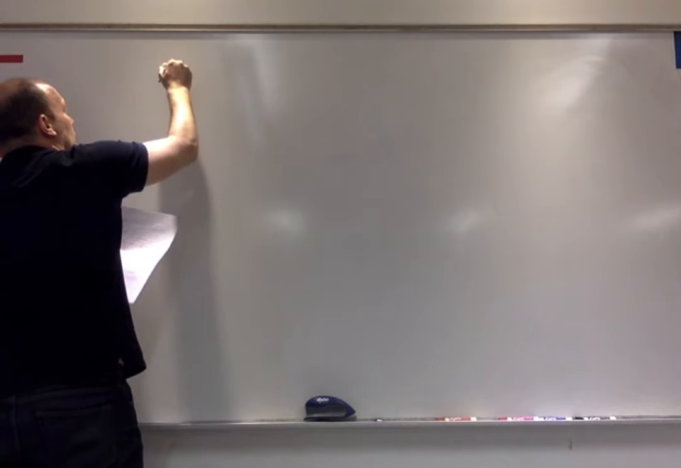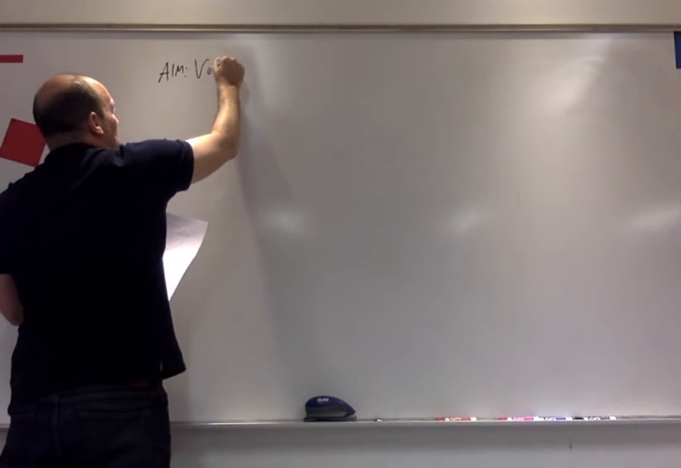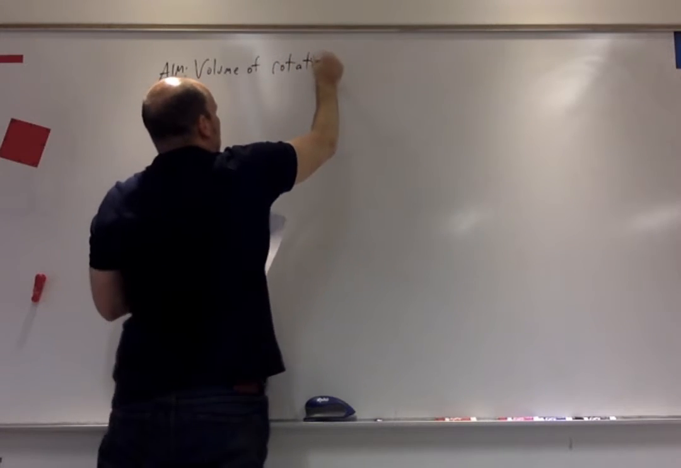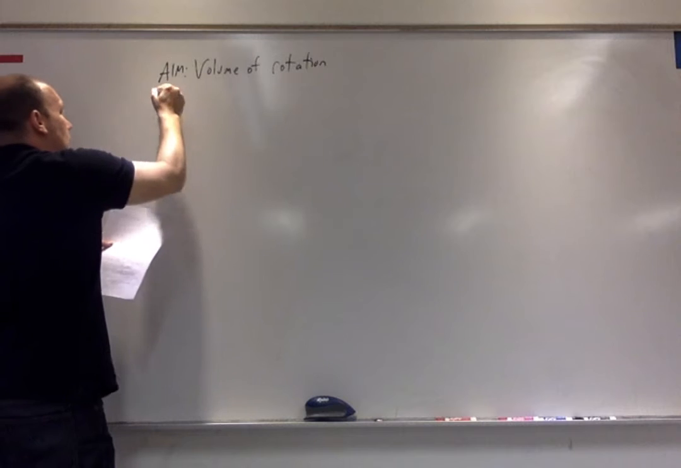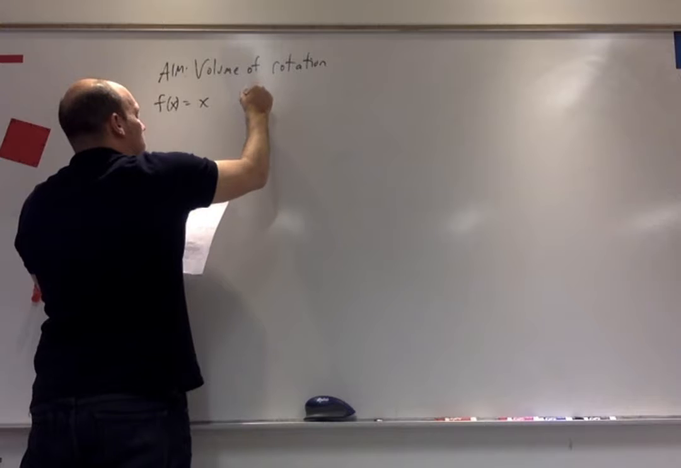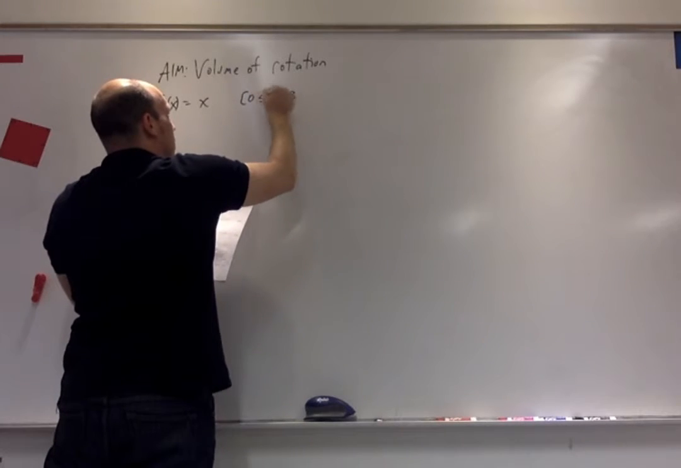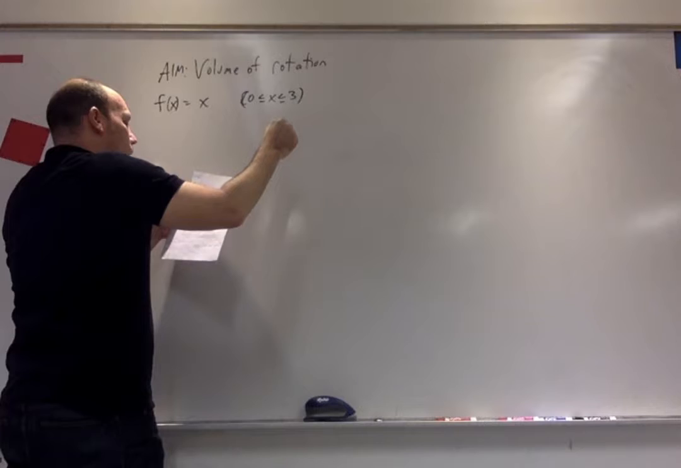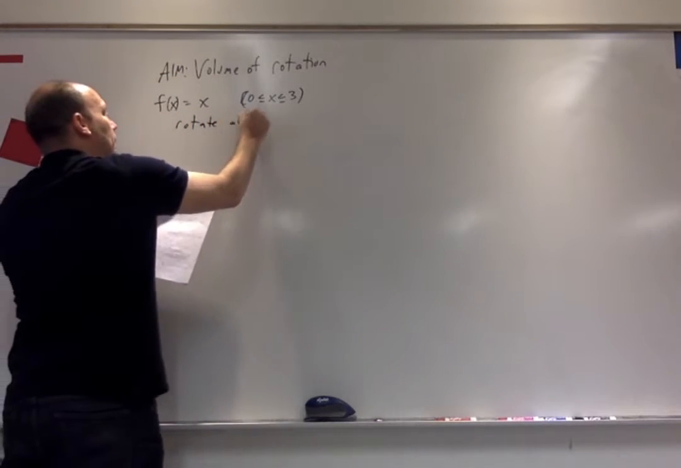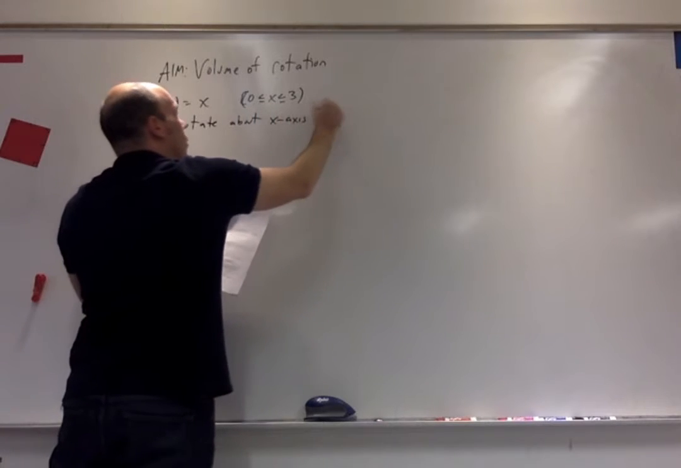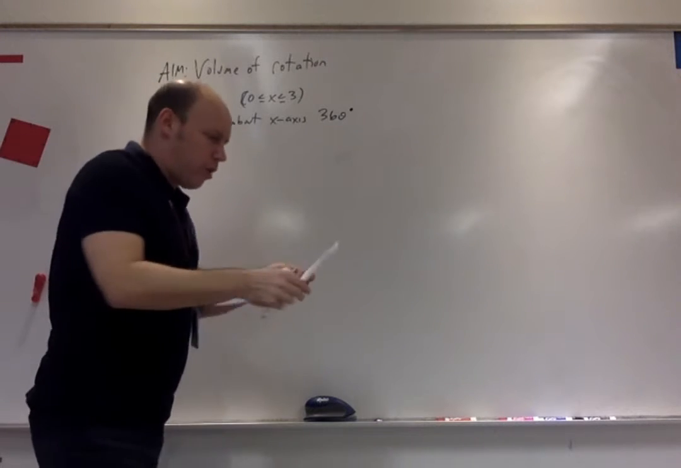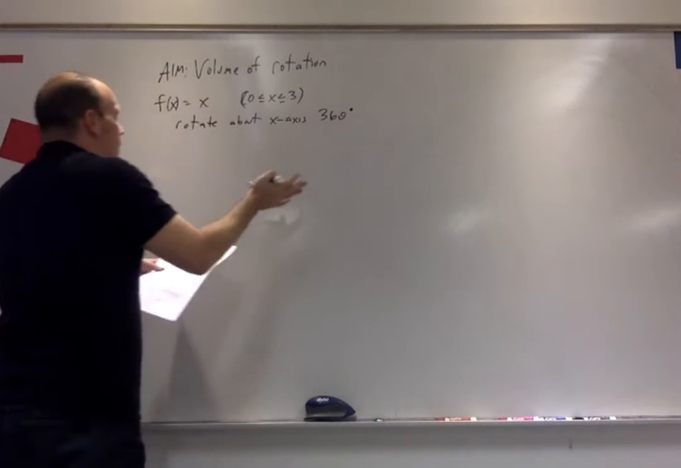So we call it volume of rotation. The first question: we're going to take f of x equals x from 0 to 3, and we're going to rotate it about the x-axis 360 degrees, 2 pi, and we want to find the volume.